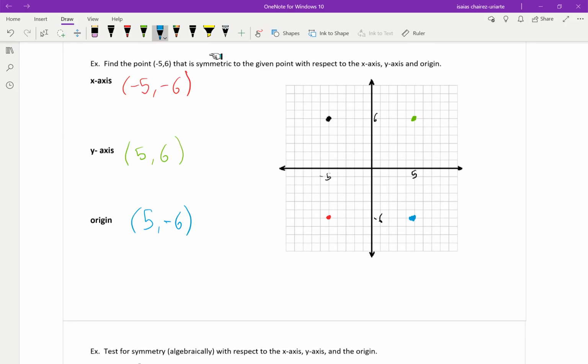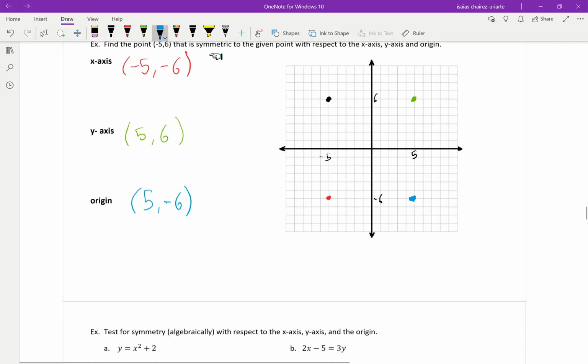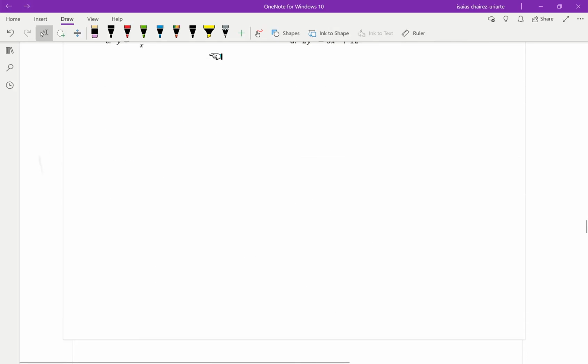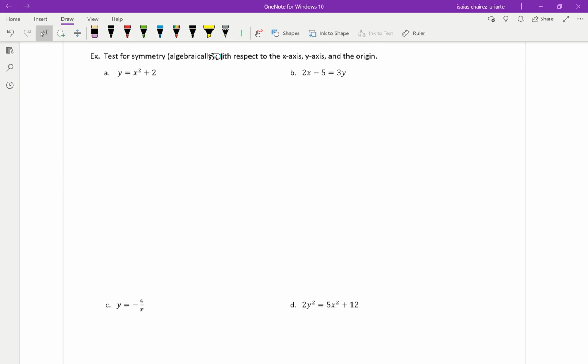All right, so let's try the next exercises then. These are a little trickier. So we have these 4 little equations. We do not know what the graphs of them look like. Well, maybe you do. If you do, then answering this question becomes a little bit easier. But if you do not know what the graph looks like, then we're going to have to think of our little algebraic rules to determine symmetry.